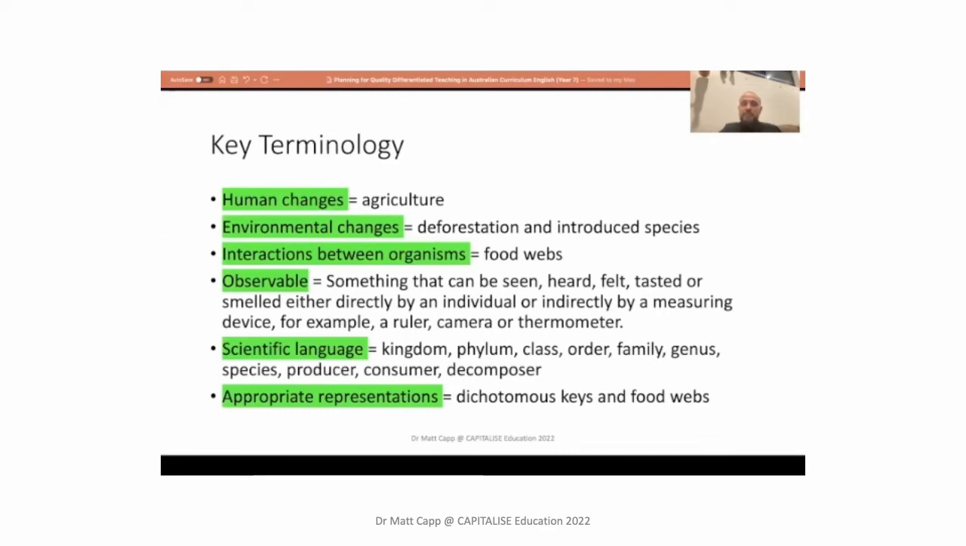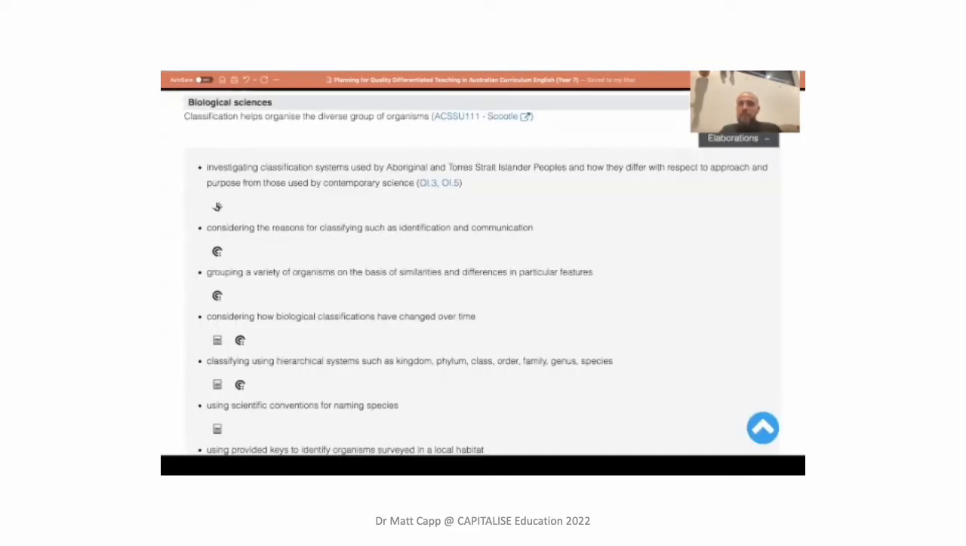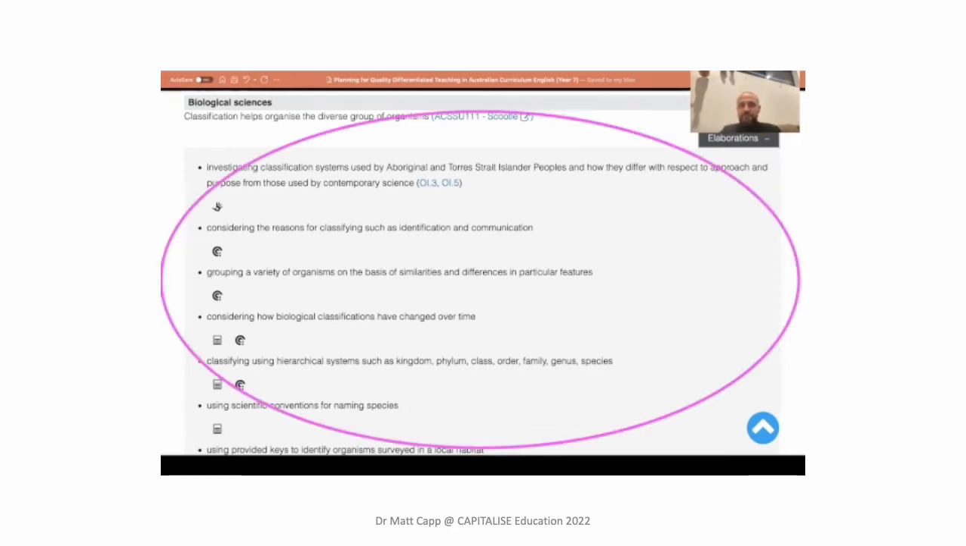What we mean by scientific language in relation to these content descriptors and achievement standards, and what appropriate representations mean. So if the glossary terminology doesn't provide us that, we can go back to the content descriptor and look at the elaborations, and they can help flesh out for us those achievement standards.